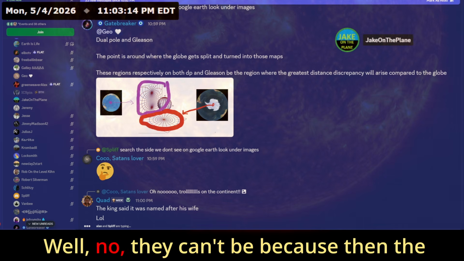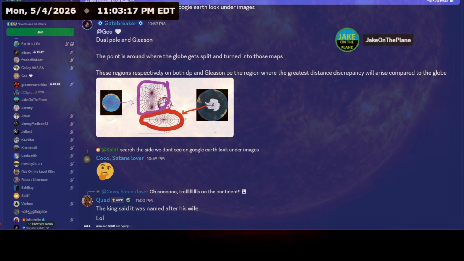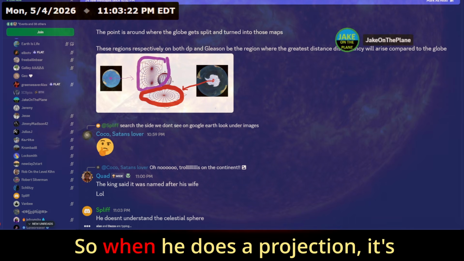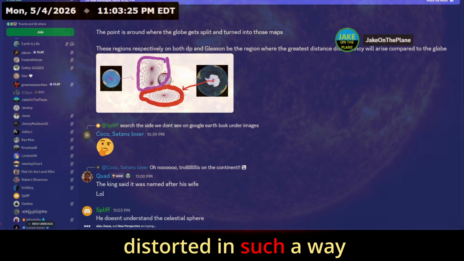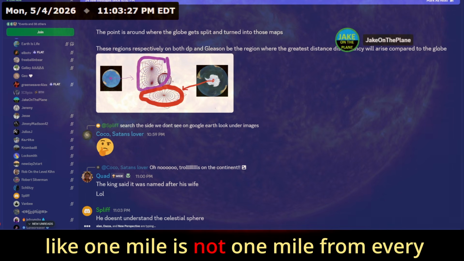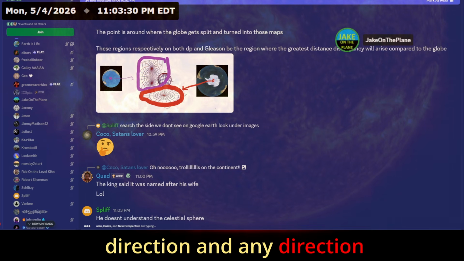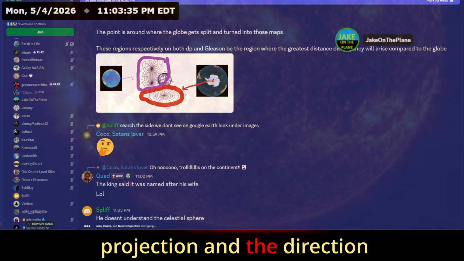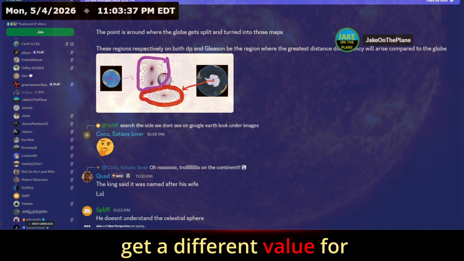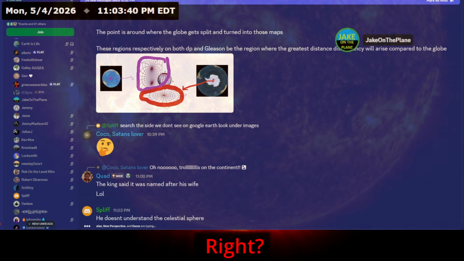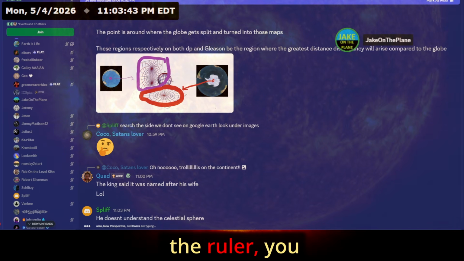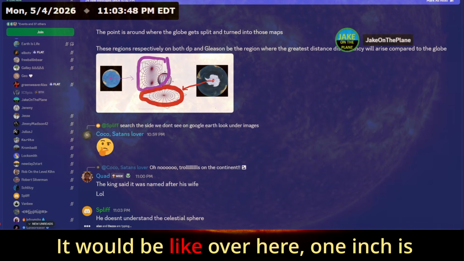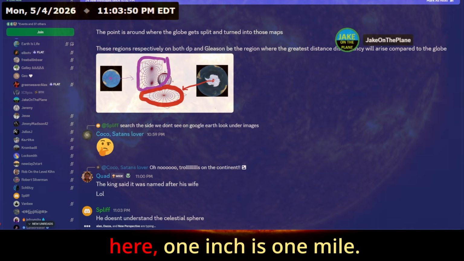That's what Jeremy was saying. Well, no, they can't be, because then the diagonal with the square. But what Jeremy is, I think, missing there is that this is a coordinate transform. So when he does a projection, it's distorted in such a way that it's not 1-to-1. Like 1 mile is not 1 mile from every direction on any point on the projection. Depending on where you are in the projection and the direction that you're measuring, you're going to get a different value for the same visible distance, right? So if it was printed out and you used a ruler, you wouldn't be able to apply a 1-to-1 scale where every inch is a mile. It would be like over here, 1 inch is 10 miles, but over here, 1 inch is 1 mile.